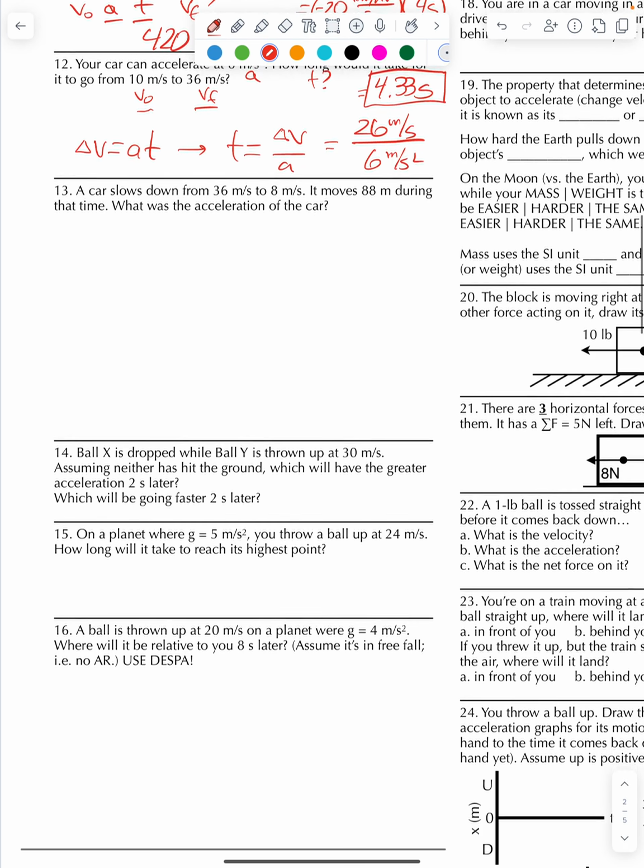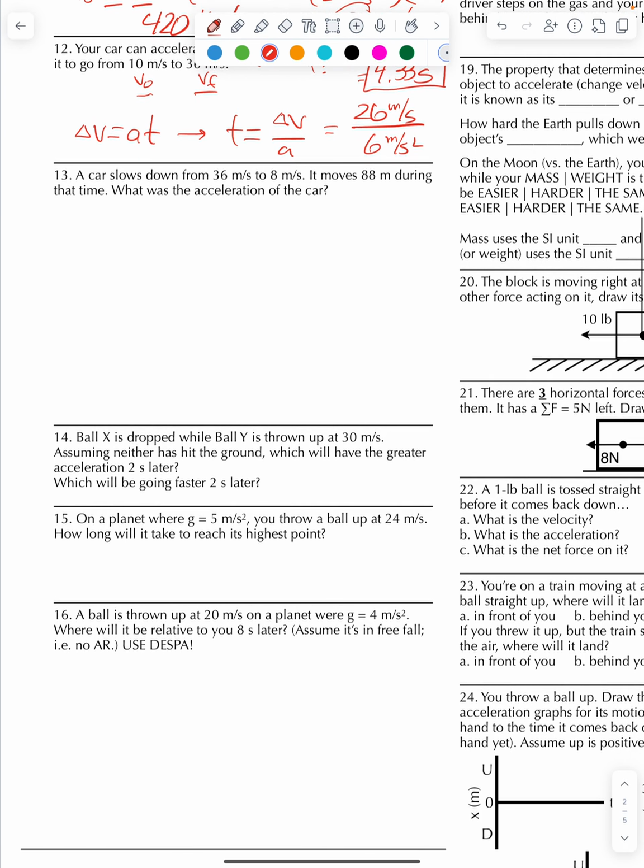Okay, let's do a hard one. I mean, at the time, once we learned how to do a thing like 13, it ended up being easy for you. But now it might look kind of hard because we haven't practiced this in so long. So let's write down the given information again. And this time I'm just going to write it below. We have our initial velocity of 36 meters per second. We have our final velocity of 8 meters per second. It moves 88 meters. What property and what symbol is that referring to? That must be your displacement, delta x.